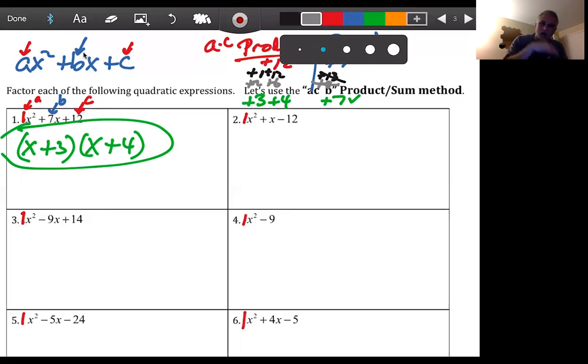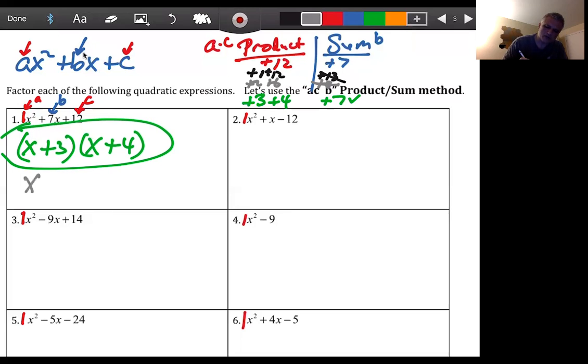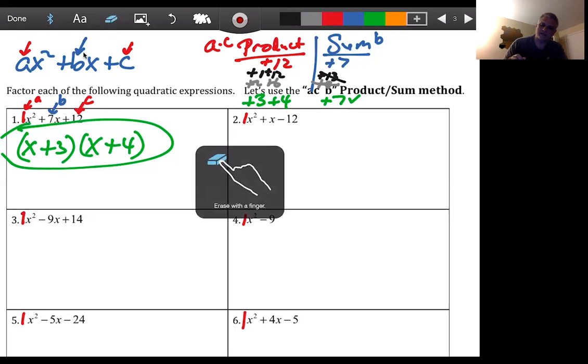Because if I do the opposite of factoring, which is foiling, if I go x times x, and I get x squared, and I go x times 4, and I get 4x, and I get x times 3, and I got 3x, and I got 3 times 4, and I get 12, guess what I get? 3x plus 4x, 7x. I get x squared plus 7x plus 12, which is exactly what we started with. Okay, so when you are in doubt, or even if you're not, foil it to see if you factored correctly. Right? That was kind of fun.